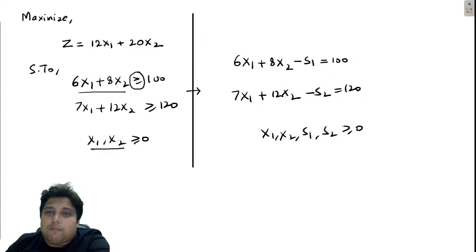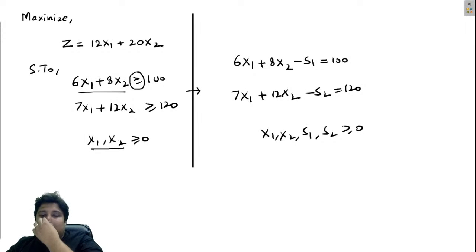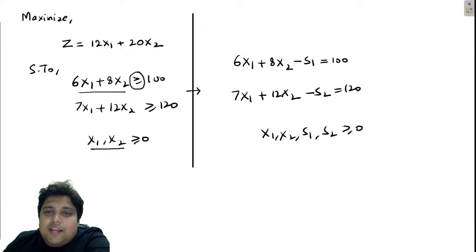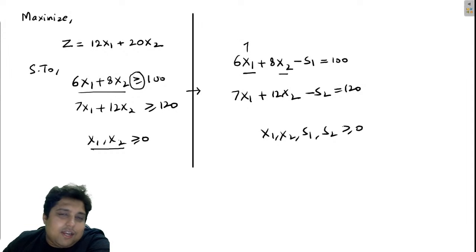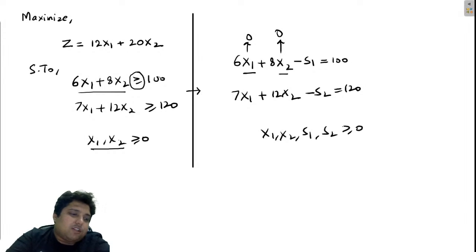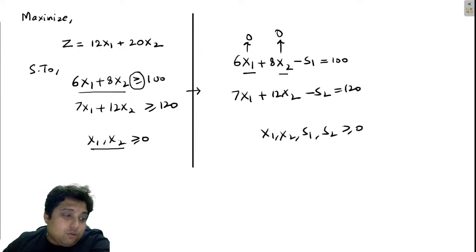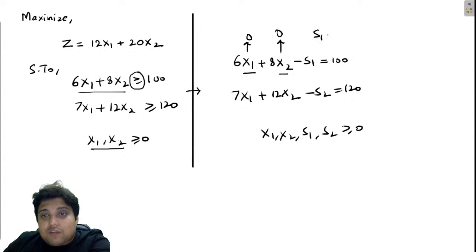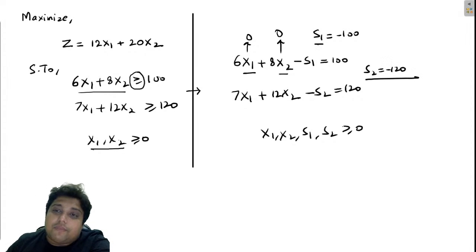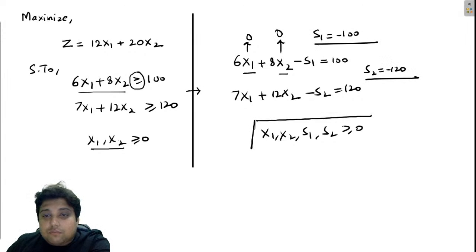But now check out one problem. We know that for the first iteration, x1 and x2 cannot be the basis variables, so their values will be 0 because they are decision variables. So if I put x1, x2 as 0, then we will get s1 as minus 100 and s2 as minus 120. Both are negative, and we have written here s1, s2 are greater than equal to 0.